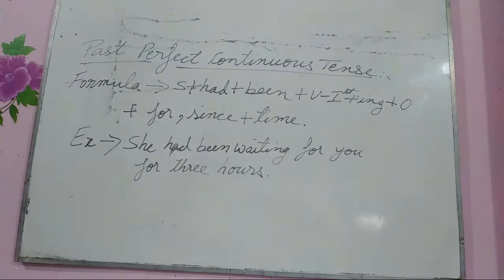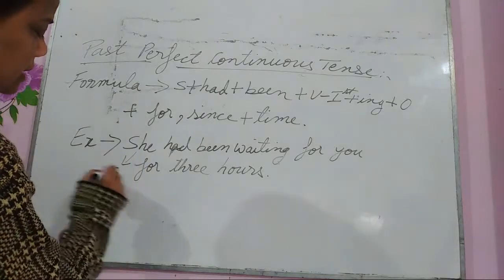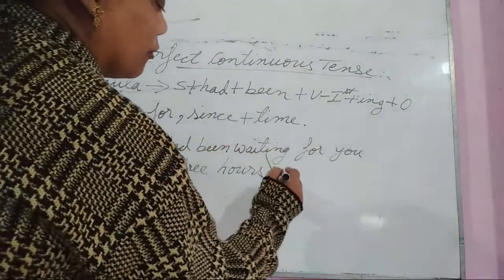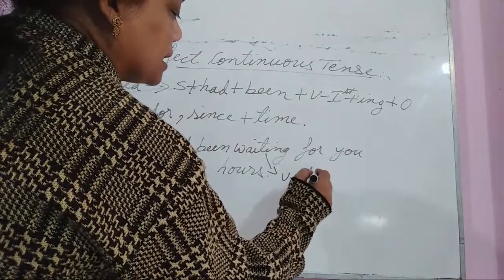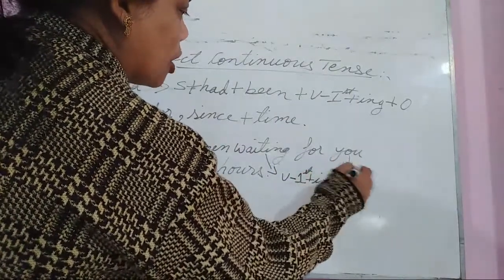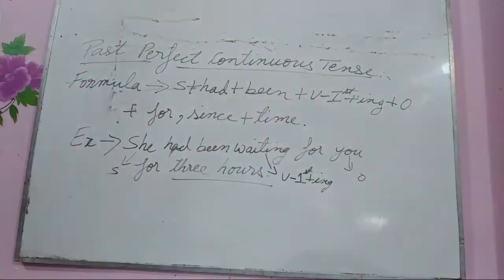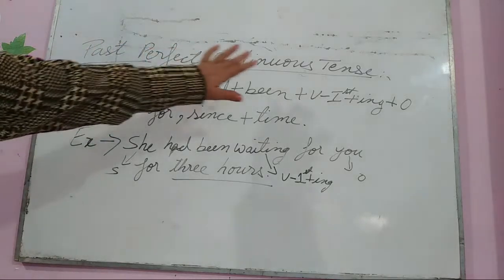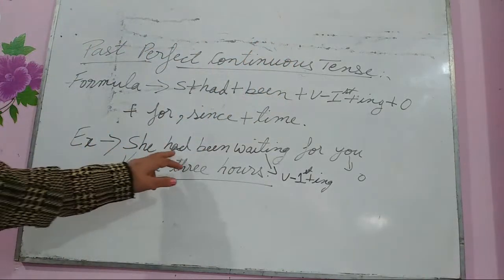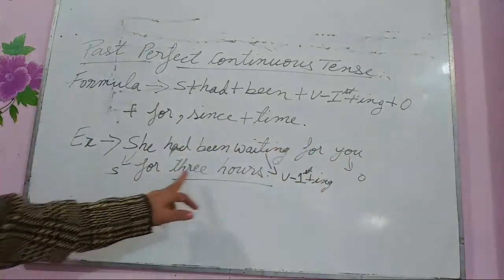She had been waiting for you for 3 hours. Okay, so according to the formula, she is the subject, had been waiting is the verb of first form plus ing, you is the object, and for 3 hours is the time. So according to the formula of the past perfect continuous tense, the example is she had been waiting for you for 3 hours.